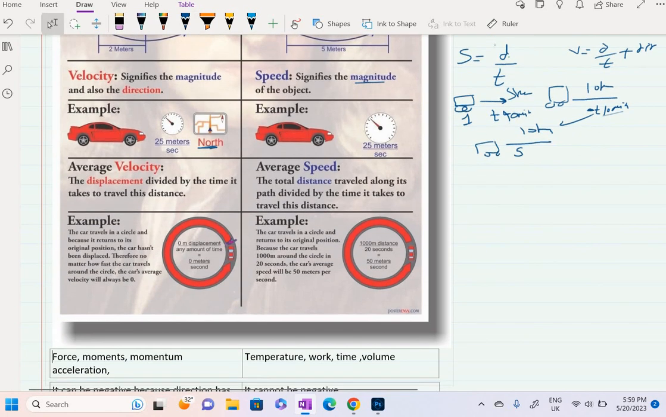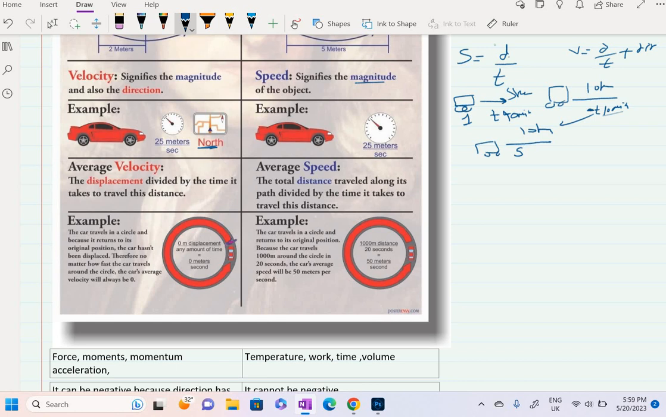Okay, I want to give you some examples of scalar and more examples for the vector. For the scalar, we have also temperature, work, time, and volume. For vector, we have force, moment, momentum, and acceleration.